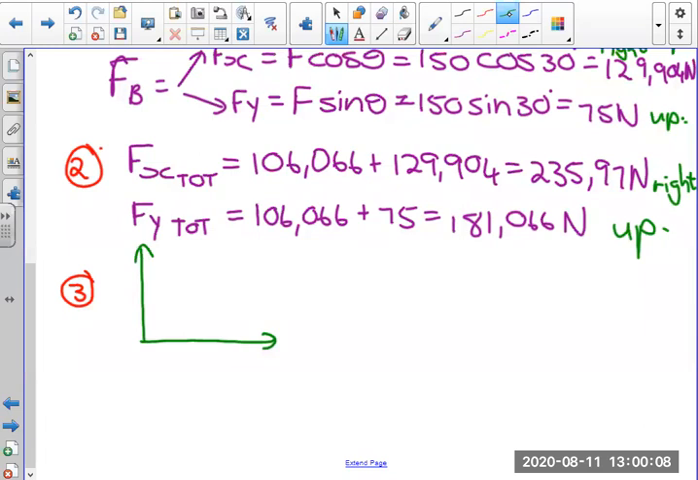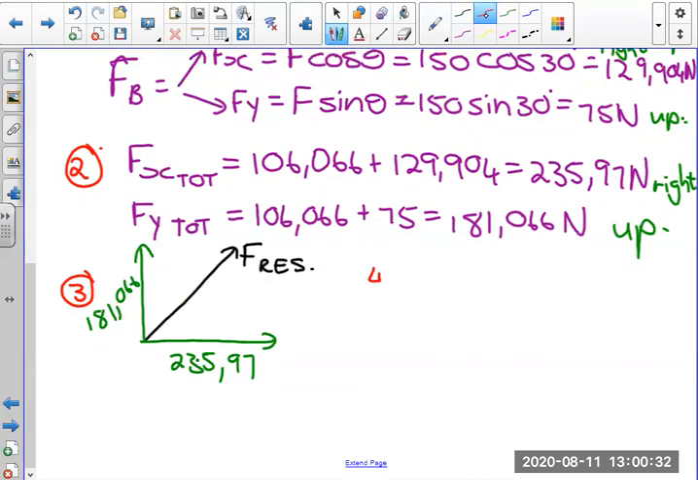So Fx total is to the right, which is 235,97, and the y is upwards, which is 181,066. The net or resultant force that we have to work out is going to be this one that I show you here. Now, step 4 is to use Pythagoras.